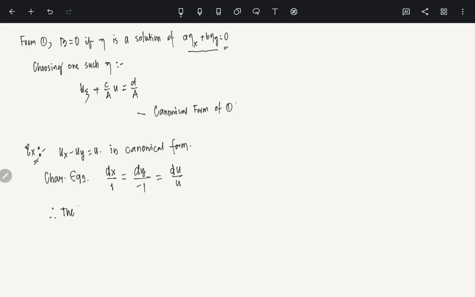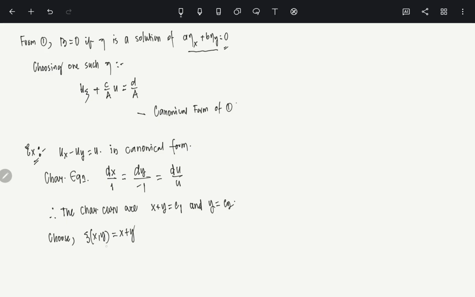Therefore, the characteristic curves are x plus y equals c1 and y equals c2. Those are the characteristic curves, and c1 and c2 are constants. Therefore, choose xi of xy to be x plus y. We are choosing xi in such a way that xi is constant along the characteristic.